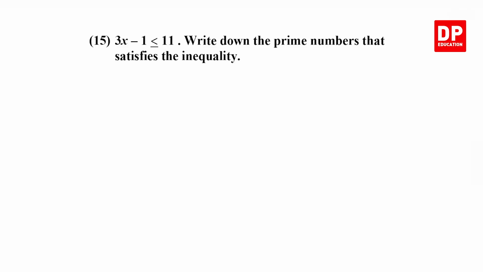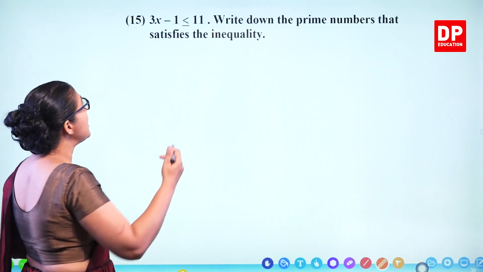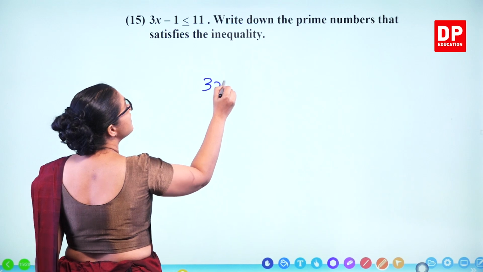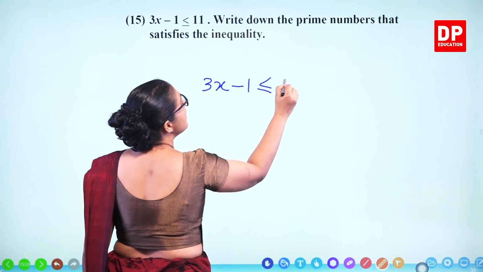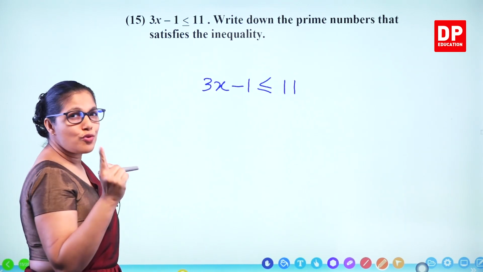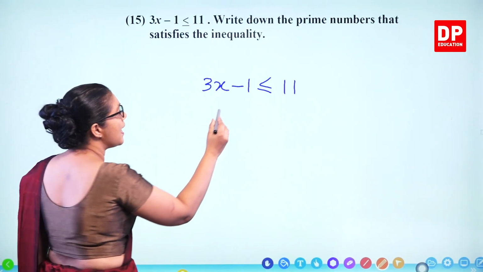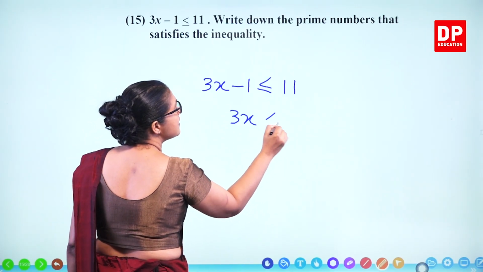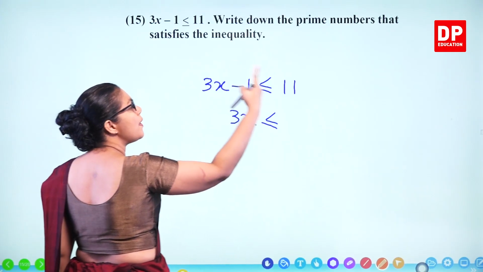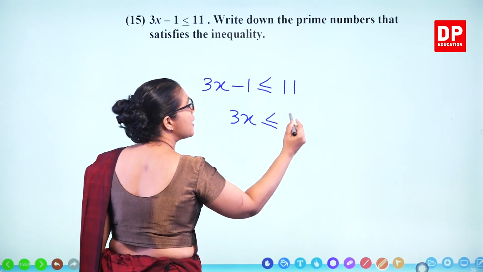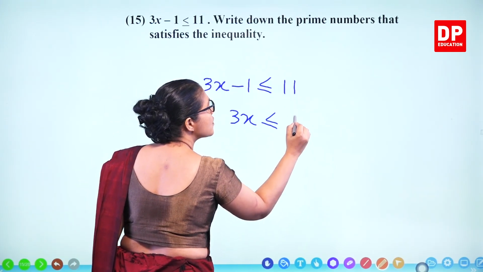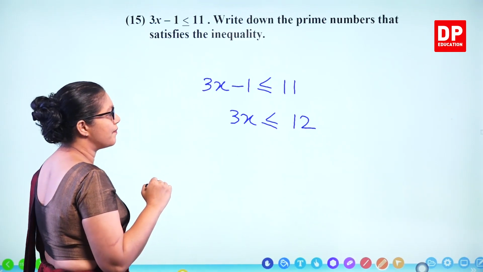Question number 15. 3x minus 1 less than or equal to 11. Write down the prime numbers that satisfy the inequality. So first we need to solve that. So take the inequality. How do you solve this one? You have to take all numbers to the other side and x terms to one side. So 3x less than or equal to, minus 1 when you take it to the other side, that becomes plus 1. 11 plus 1, that's 12.